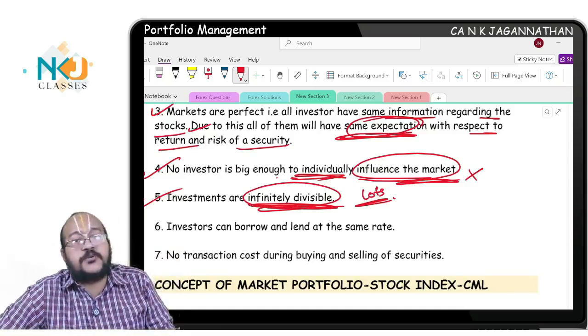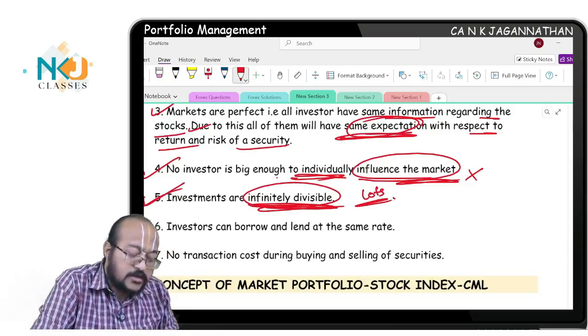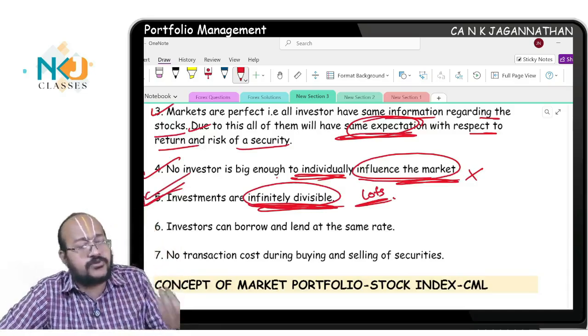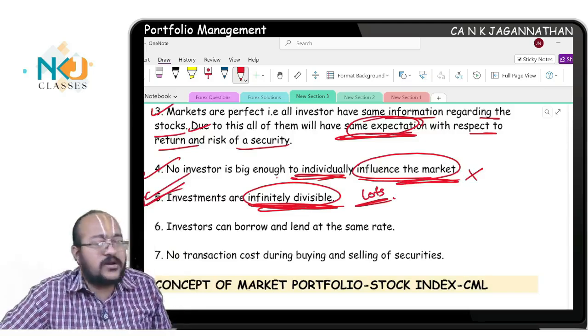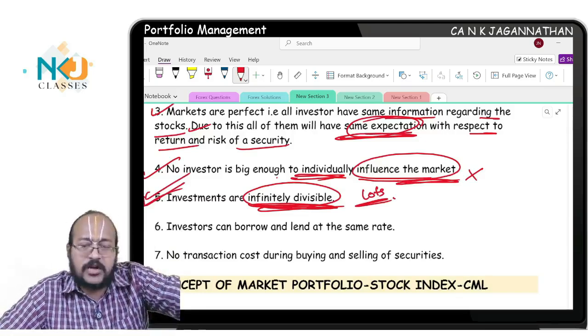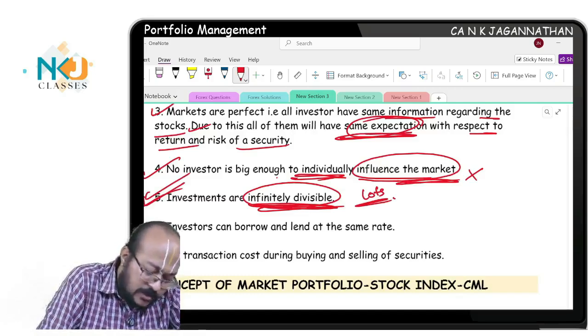Now there are so many index-based mutual funds. Of course this is true. It has now become the reality. Earlier it was not there, so it was an assumption. Now there is no need for assumption. Index funds are there, so easily you can say it is possible.